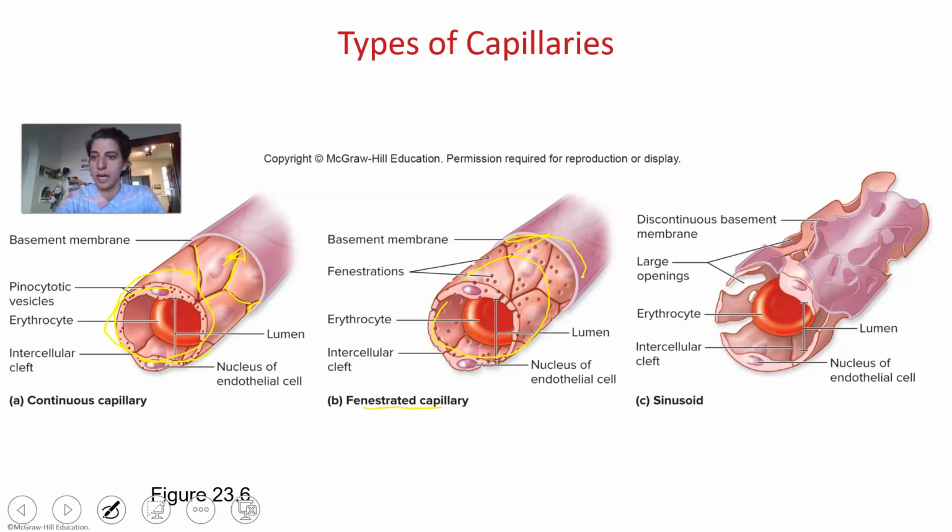And just looking at this structure, this cartoon, even the basement membrane is discontinuous, right? So you have your layer of endothelium, right? And that's not continuous with each other. You have large gaps in it. And then even the basement membrane is not continuous. Where in the body would you want something like this?